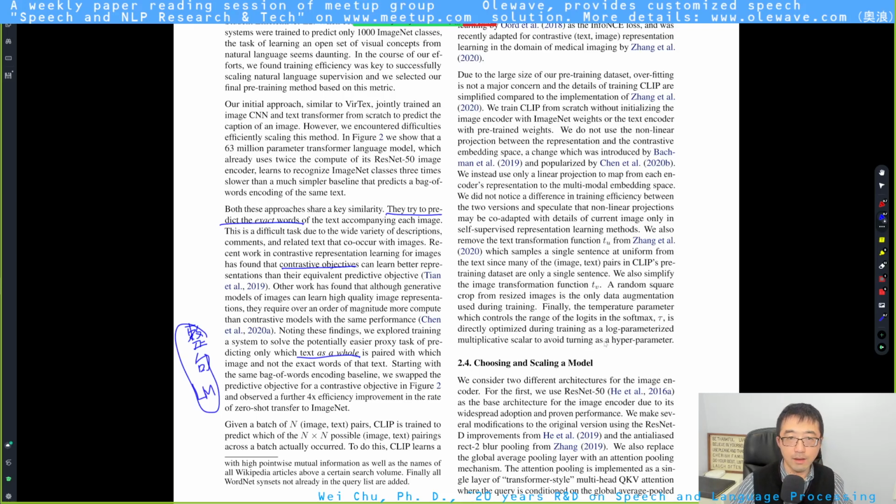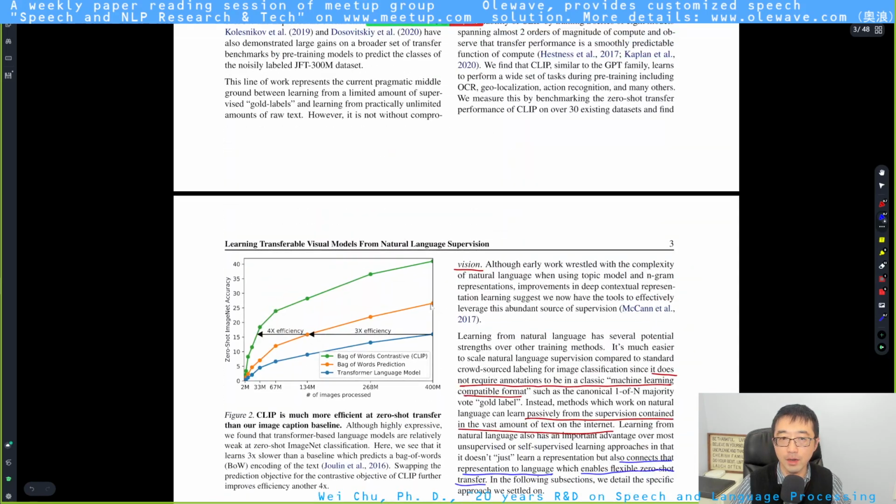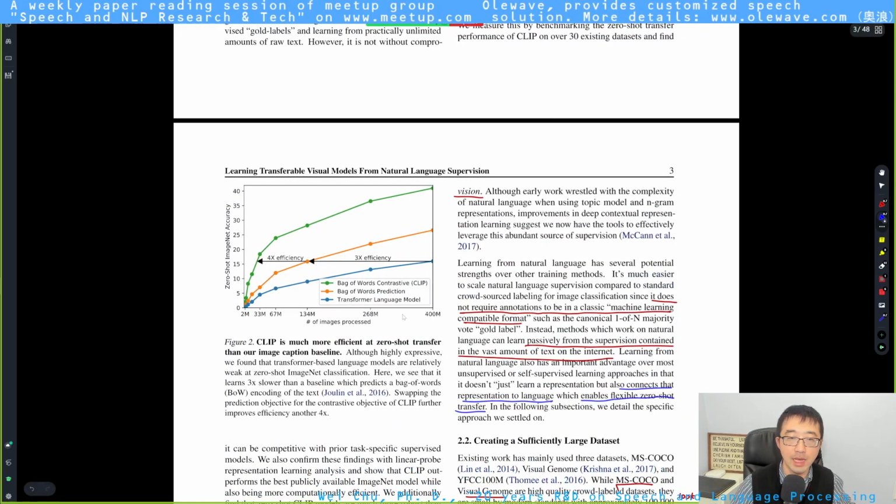And it will talk about the efficiency. They do compare the efficiency on the task. You can see that, suppose they just train, the baseline is the bag of word prediction, but when they use the transformer language model, the model size becomes 3 times bigger when they're reaching the same accuracy. That means the efficiency got reduced by 3 times from here to here, okay?